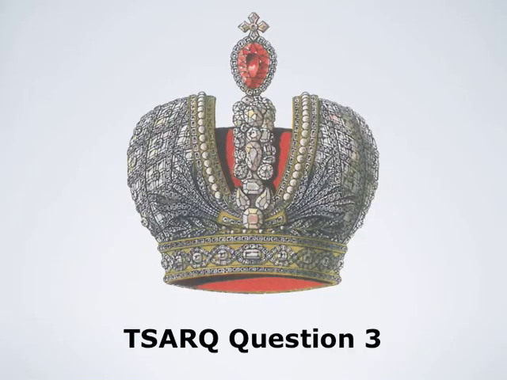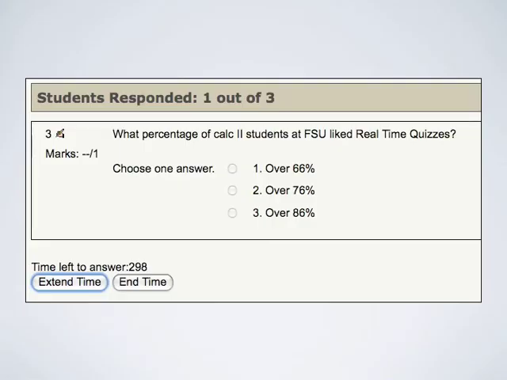The final TSARQ quiz question number 3 of this presentation has to do with what I discussed earlier regarding my students' attitude to real-time quizzes at Florida State University. So the question was, what percentage of Calculus 2 students at FSU liked real-time quizzes? And here the choices are over 66%, over 76%, or over 86%. And here in this particular screenshot, already one student out of 3 has responded. Here the correct answer is number 2, over 76%.